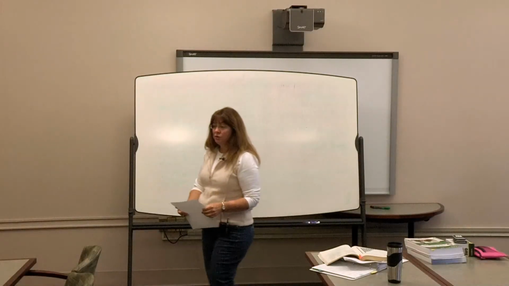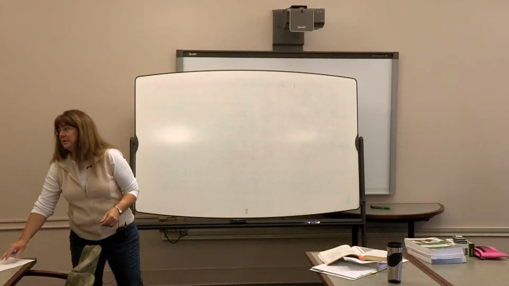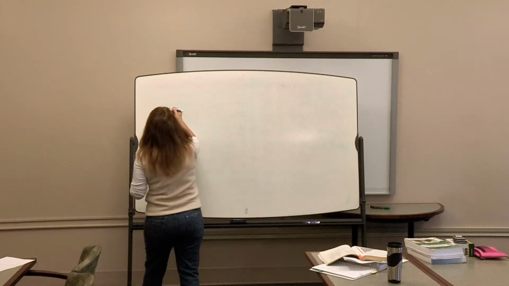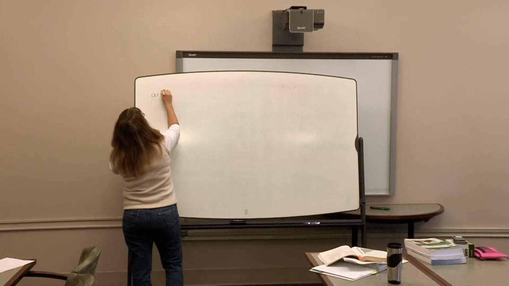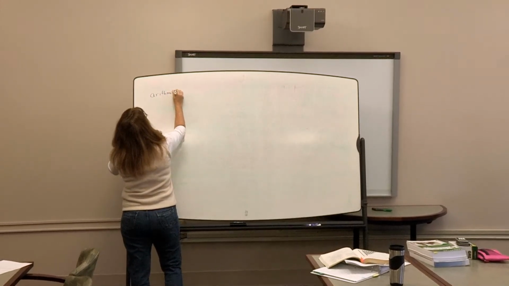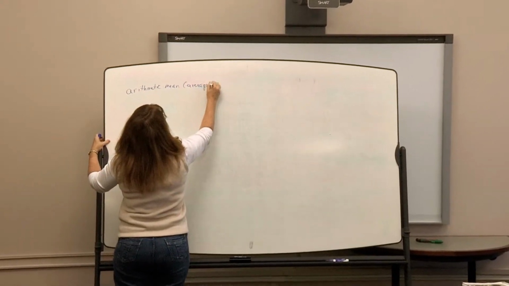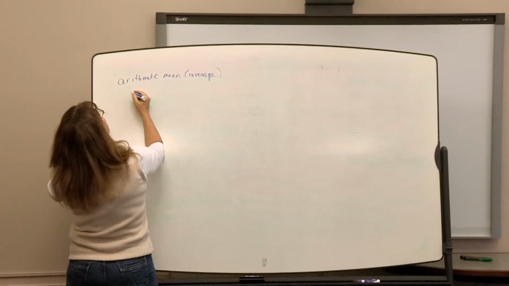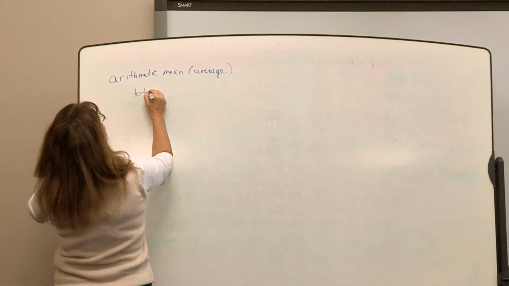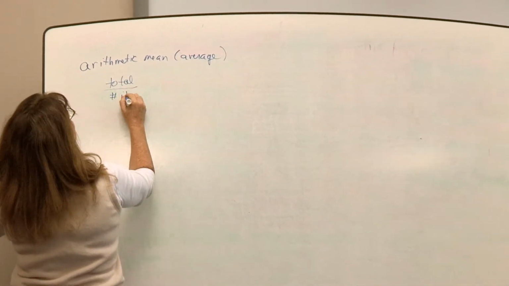Problems that talk about average. So we said that an average is the arithmetic mean. So whenever they use the word average, that's what they're going to talk about. And you can find it by taking the total and dividing it by the number of items you have.